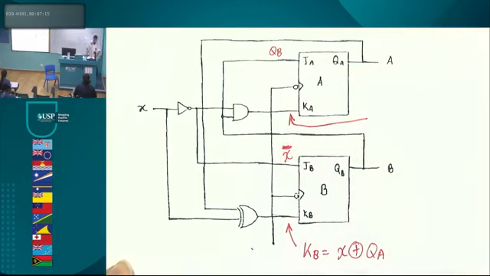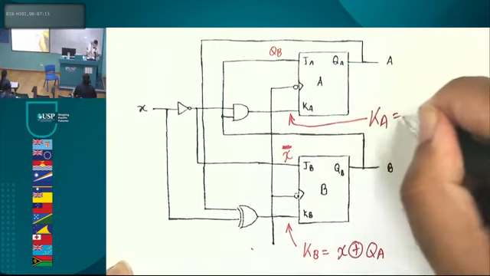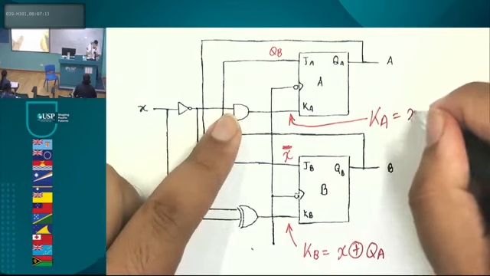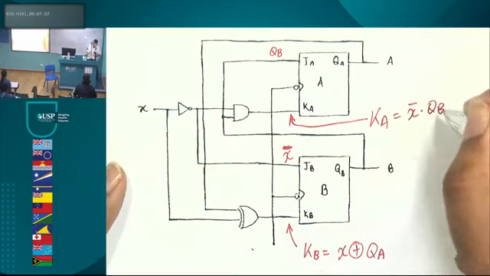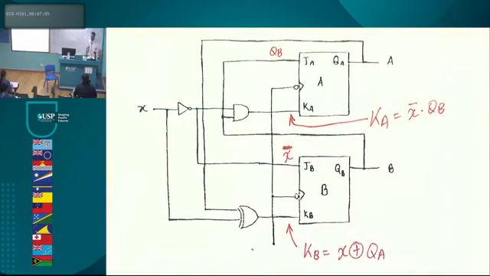What do we get here? KA. X bar and QB. Any system output? No. No system output. How do we know there's no system output? Usually system output would take the states. So A is the state of QA. When you say A, A is the state of whatever the current state is. Right? Okay.